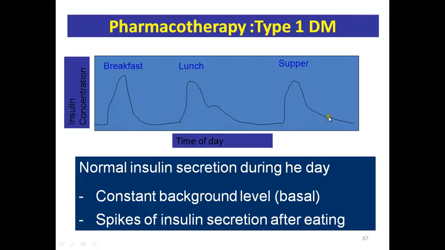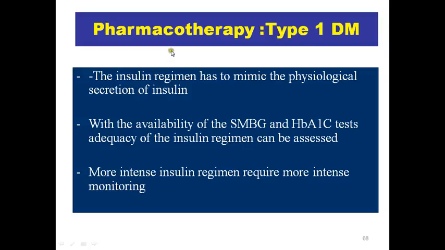The line is not apparent here, it is not showing up in this graph, the line is not projecting, but you can think that there is this basal insulin, and it stays like that throughout the day. So to maintain that level of insulin, you give the long-acting insulin to the patient. The insulin regime has to mimic the physiological secretion of insulin, with the availability of self-monitoring or continuous glucose monitoring and HbA1c test.